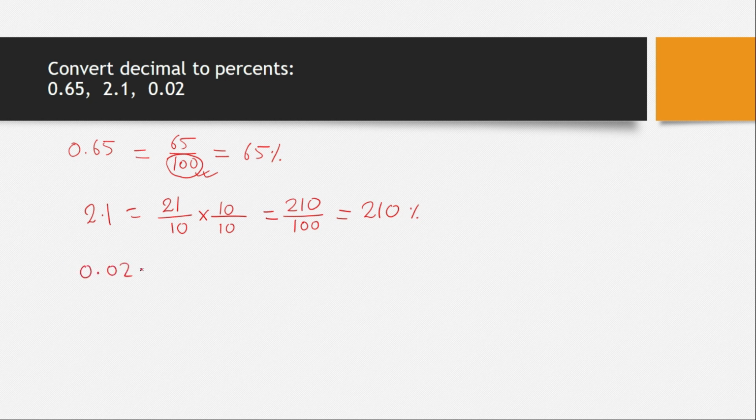0.02. It can be written as 0.02 by 100, okay, or 2%.